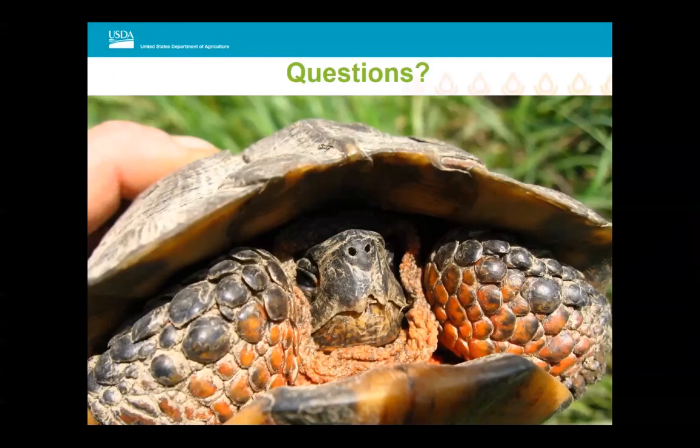This is a cute picture of a wood turtle. We do a lot of work trying to protect them and their habitat as we go, and just another reason why it's important to protect wetlands is there's a lot of species that are dependent on them.